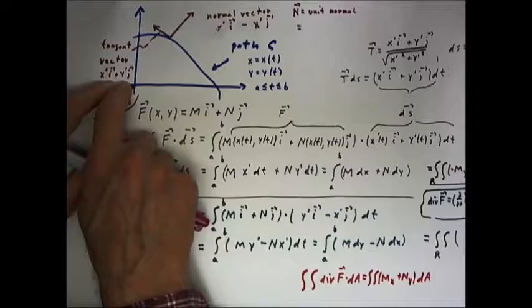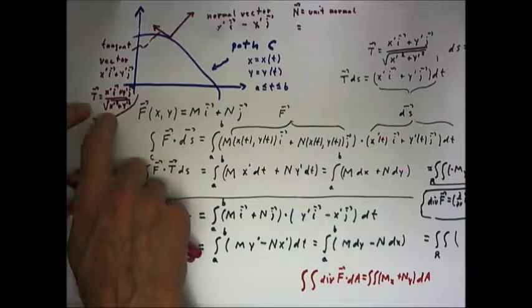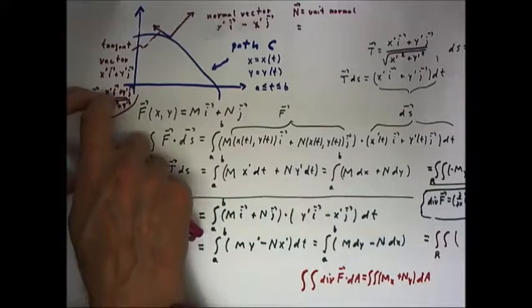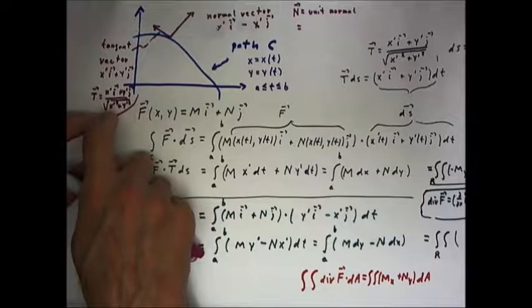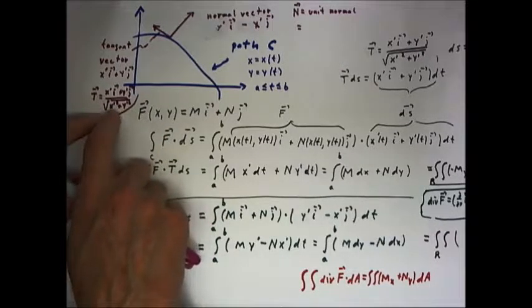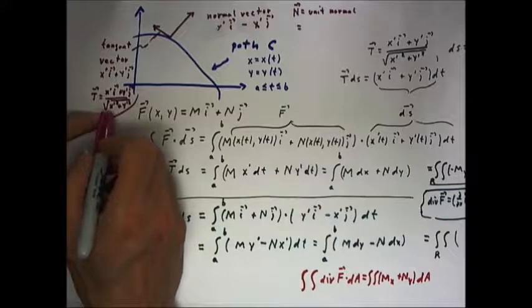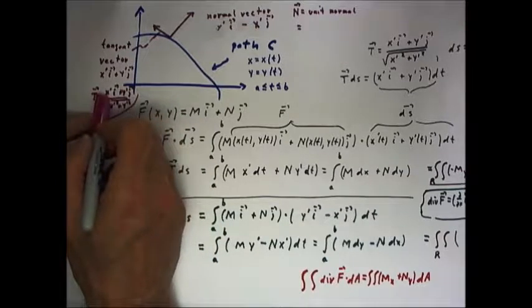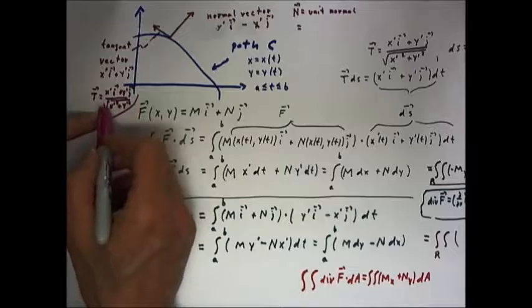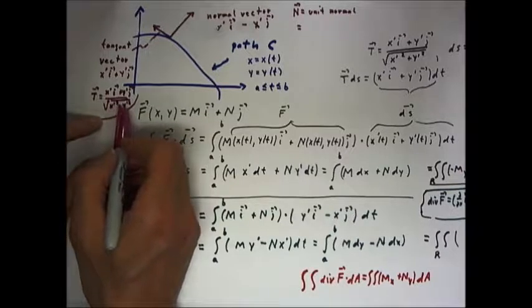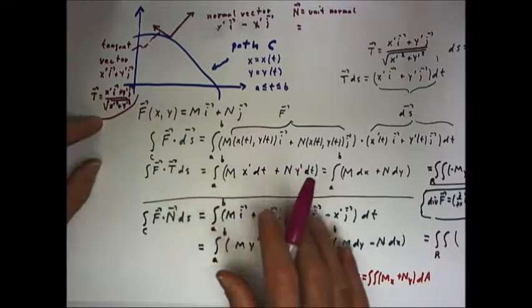We have an expression for our unit tangent, for our tangent vector, and we can of course make that into a unit tangent vector. We simply have to divide the tangent vector by its magnitude, and that might be a little small and hard to read, but it's the usual expression, x prime i plus y prime j divided by the square root of x prime squared plus y prime squared.